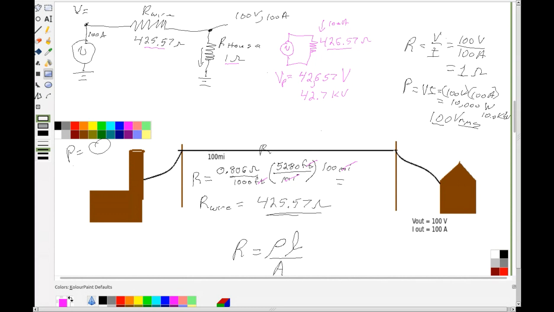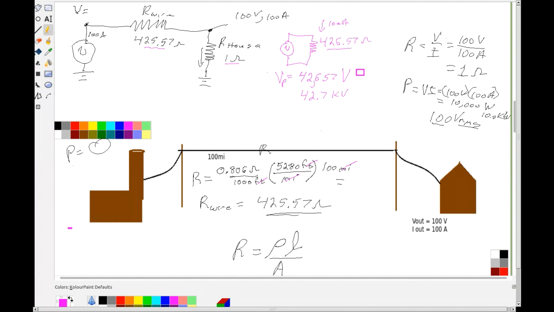All right. So what do you guys think about this, right? That's just crazy. I've got 100 volts in my house, and the electric company has to generate 42,000 volts to get me that. So let's look at the power, okay? So what is the power that they got to generate then?